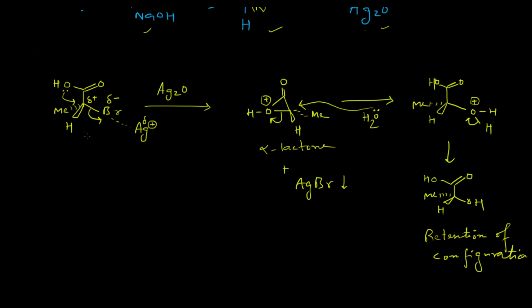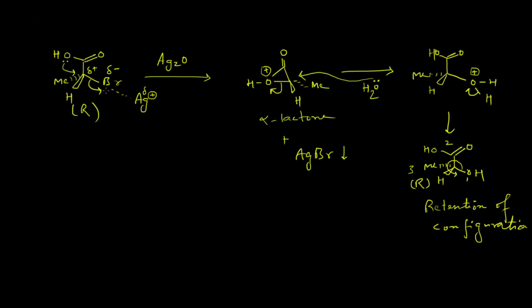Initially it was R, and after reaction, if we determine the configuration, OH is number 1 priority, carboxylic acid is 2 and methyl is 3. So anti-clockwise rotation, and hydrogen, which is the least priority group, is above the plane, which will make this of R configuration. So we can see that retention of configuration is actually taking place, and this is an overall substitution reaction where this bromine is substituted by an OH group.